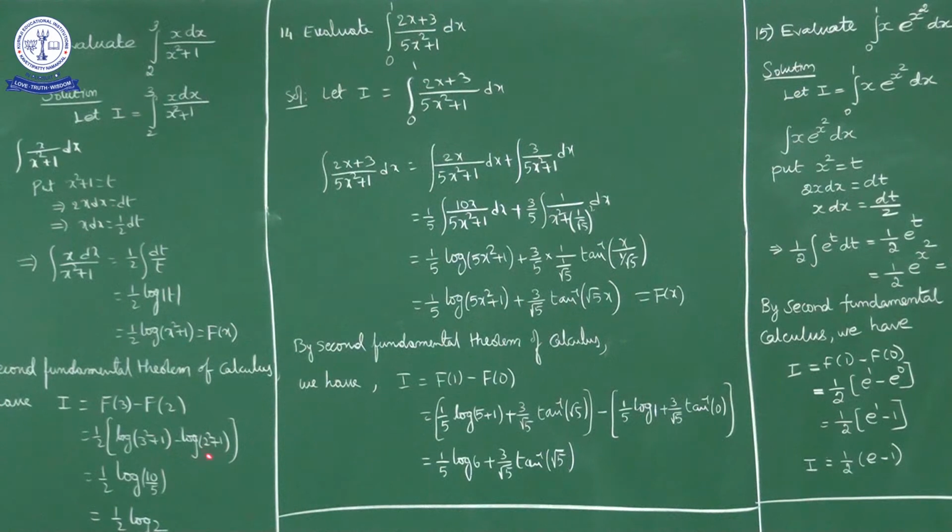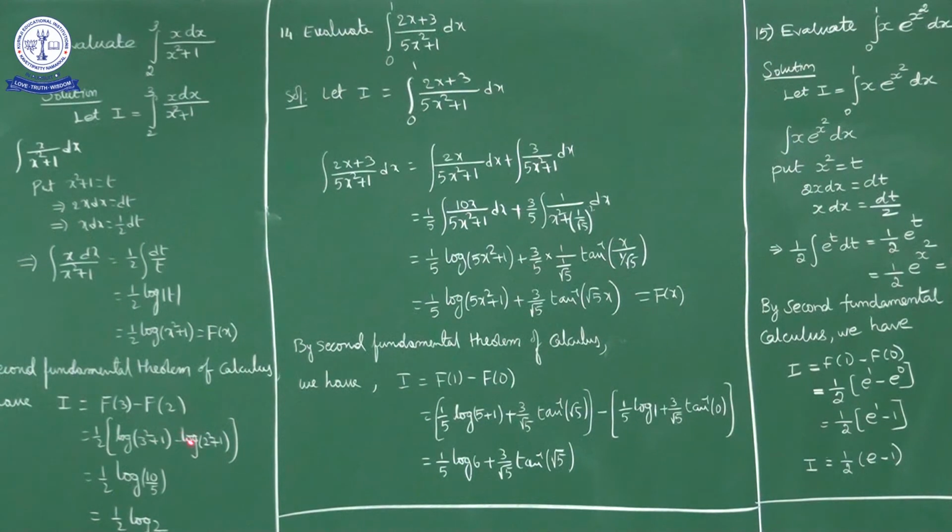Half log of 2 square plus 1. Overall half common, half of log of 3 square plus 1 minus log of 2 square plus 1. So half, log a minus log b. Log a minus log b is what? Log a by b. So log of 3 square 9 plus 1 is 10.